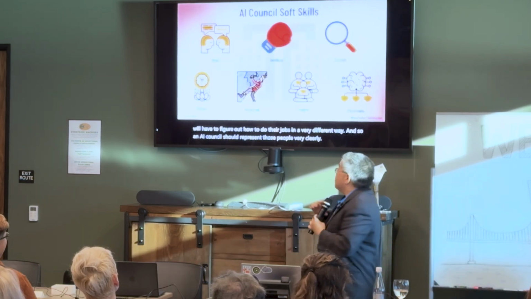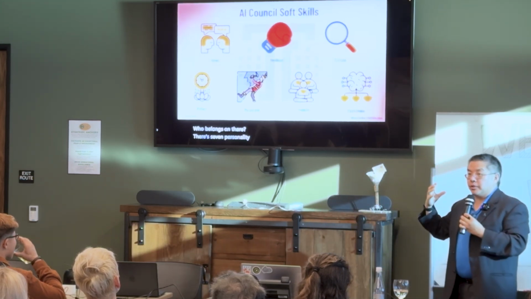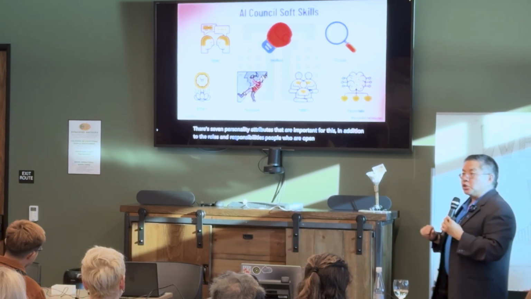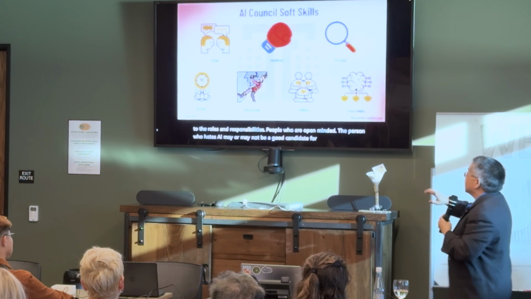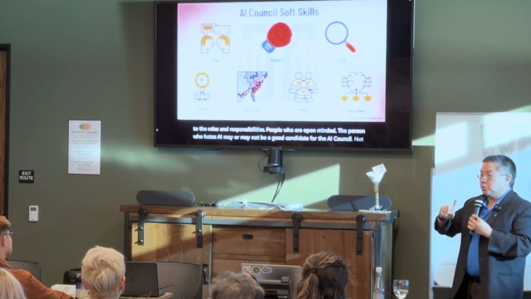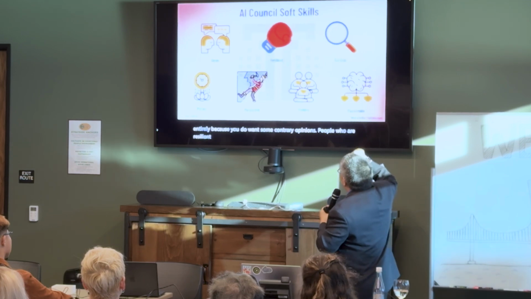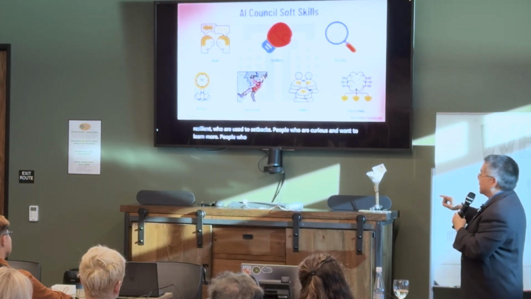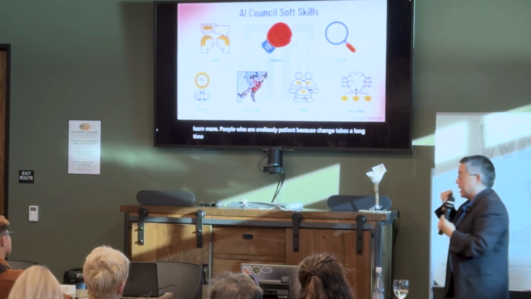Who belongs on there? There's 7 personality attributes that are important for this, in addition to the roles and responsibilities. People who are open-minded. The person who hates AI may or may not be a good candidate for the AI Council. Not entirely, because you do want some contrary opinions. People who are resilient, who are used to setbacks. People who are curious and want to learn more. People who are endlessly patient, because change takes a long time. Well, human change takes a long time.